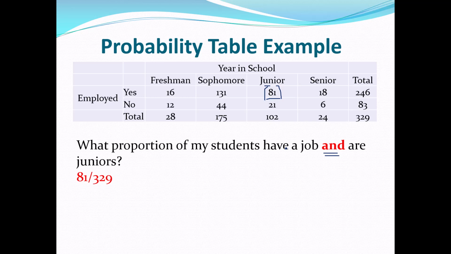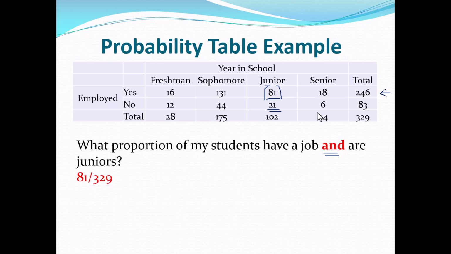What proportion of the students are freshmen and have a job? Well, that's going to be 16 out of 329. Freshmen and, how about junior or have a job? Okay, so I'm mixing and matching my ANDs and my ORs. Junior or have a job? Well, again, we'll look at the have a jobs. I've got those 246 still, but now I'm going to add 21 to the mix. So it'll be 267 out of 329.